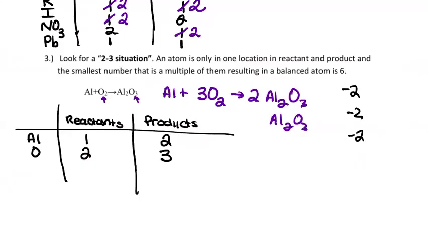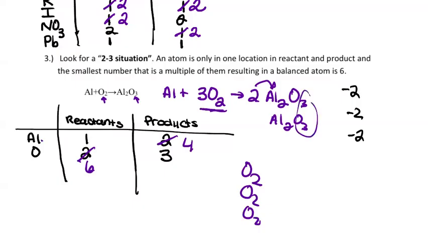So I have still 1 aluminum on the left. Now I have 4 on the right because I have 2 of these. And on the left, I have 6 oxygens, 3 times 2, 6 oxygens, picturing O2, O2, O2 3 times. And on the right, I have 6 oxygens. Okay, so we're almost done. All we need to do is balance the aluminum. I have 1 on the left, 4 on the right. So I need to put a 4 in front, and that will give me my balanced equation.